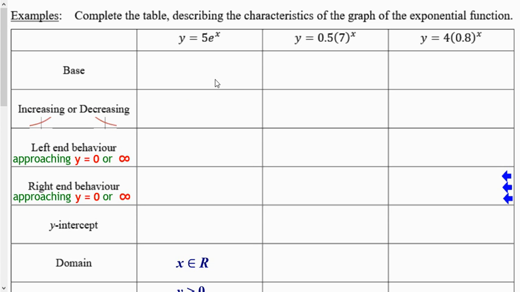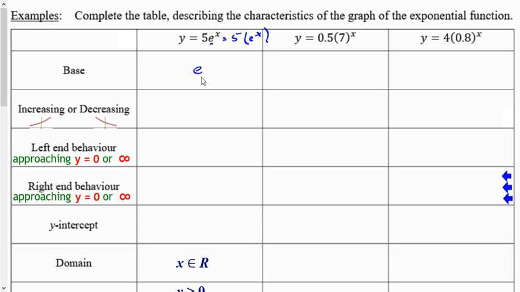So this equation that we're given here, the base is this number that has the exponent to it. Now notice this doesn't have 5 and e as the base, only the e is the base. So this is the same as a 5 times e to the exponent x, like this. So notice the 5 is not part of the base with that exponent. So the base is e, Euler's constant.